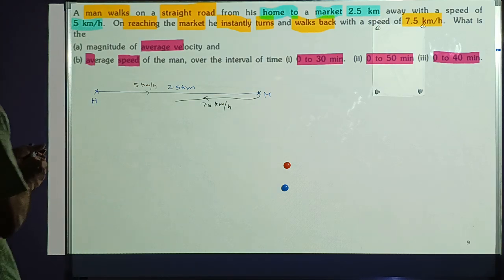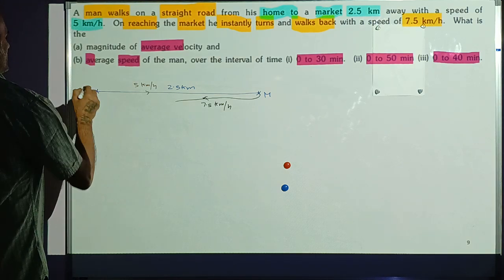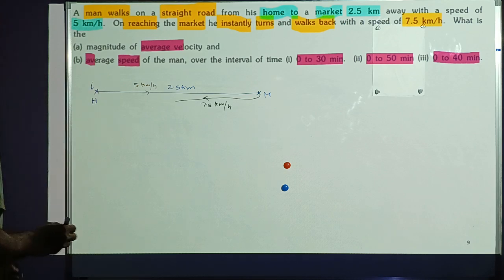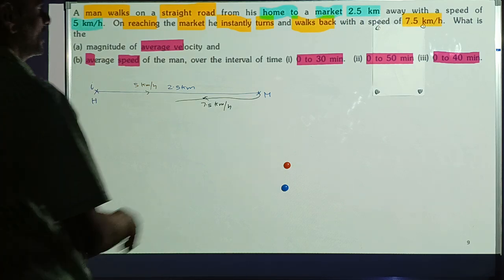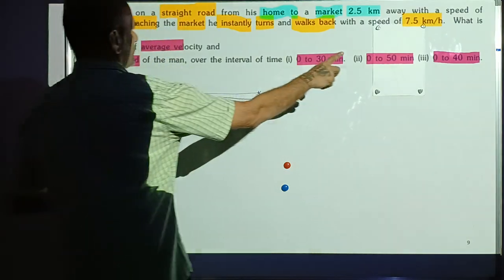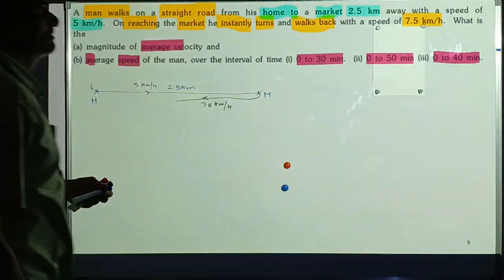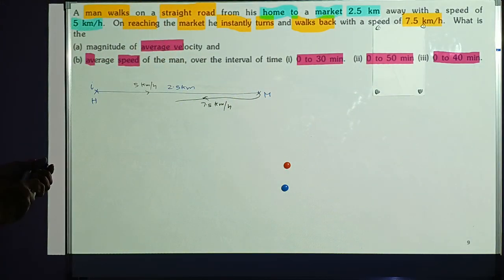So this is the initial position of the man, and the final position will depend on the time. At 30 minutes he'll be somewhere, at 50 minutes he'll be somewhere, and at 40 minutes he'll be somewhere. That we have to find out first.